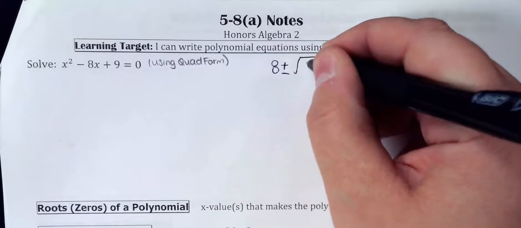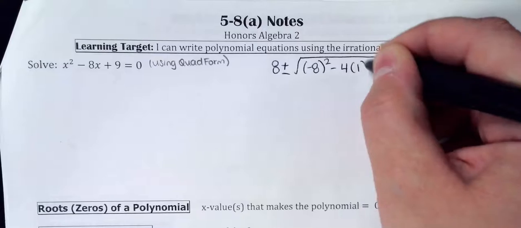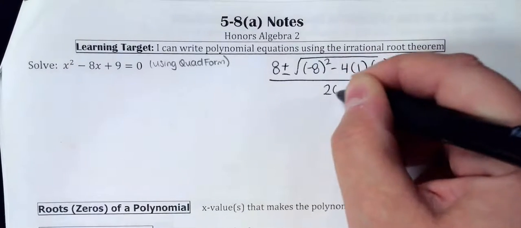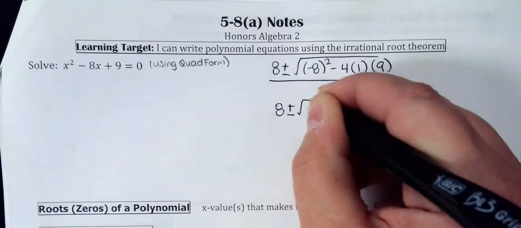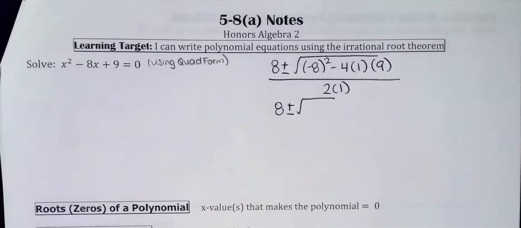Let's see, b squared would be negative 8 squared minus 4 times a is 1, c is 9. Everybody over 2a, so 2 times 1. Okay, this is not factorable, so I should not get a perfect square under the square root when I do this. If you do negative 8 squared, you should always make that positive.